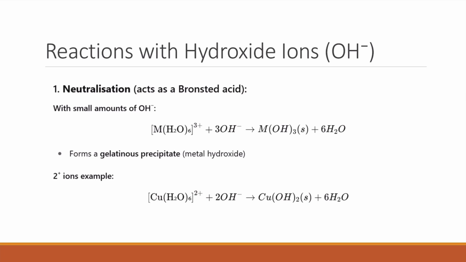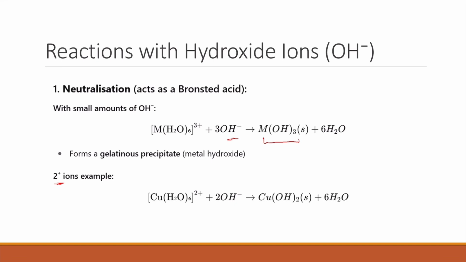First of all, the reaction with hydroxide. It will undergo a neutralization reaction because hydroxides are basic and the aqua ions are acidic. When we have a small amount of the hydroxide ion, these metal aqua ions will act as an acid and donate the proton to the hydroxide, and they form the insoluble hydroxides. These insoluble hydroxides will have different colors depending on the aqua ion itself. This is for both 2+ or 3+ ions, and it will do the same.